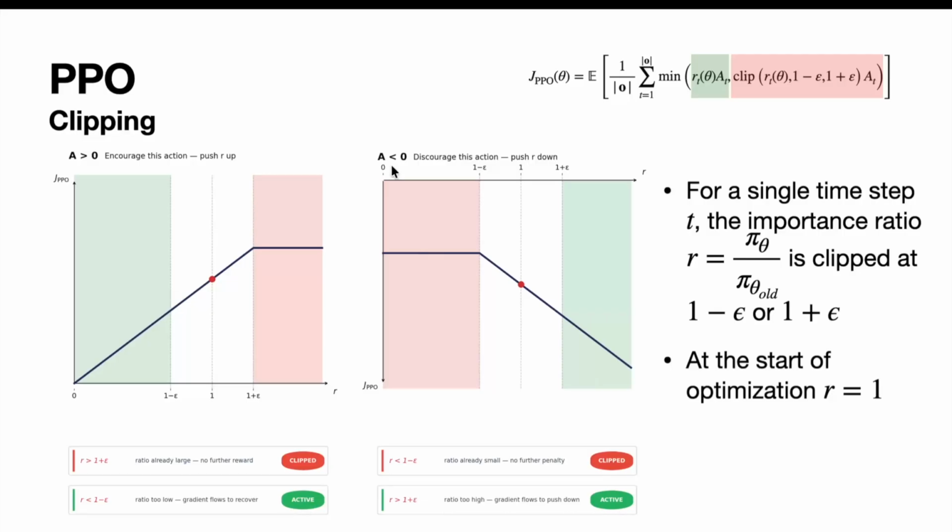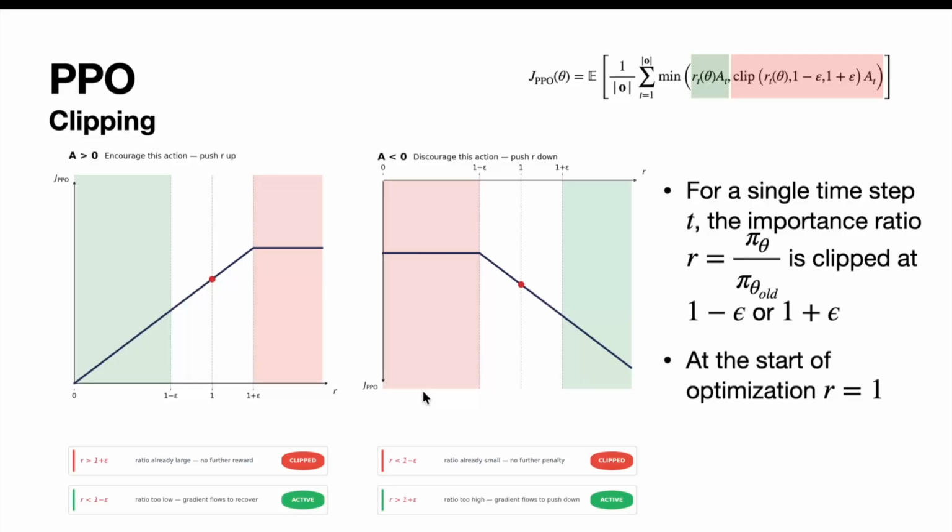Now consider the case when the advantage is negative. A negative advantage means this token was worse than expected, so we want to discourage the model from producing it. Since A_t is negative, the surrogate R times A_t becomes less negative when R decreases. So, to maximize the objective, PPO wants to decrease the importance ratio, meaning the current policy should assign a lower probability to this token than the old policy.